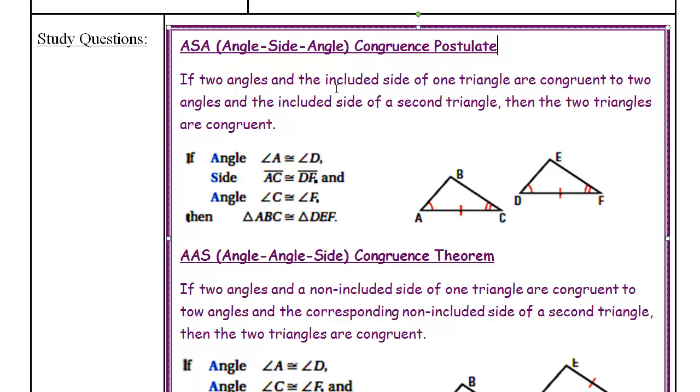So the angle side angle congruence postulate simply says that if two angles and the included side, so the side between them of a triangle, are congruent to two angles and the included side of the second, then the two triangles are congruent. And you see that represented pictorially here. So I have an angle, the side between, and a second angle congruent to that of another triangle. Therefore, triangle ABC is congruent to triangle DEF.